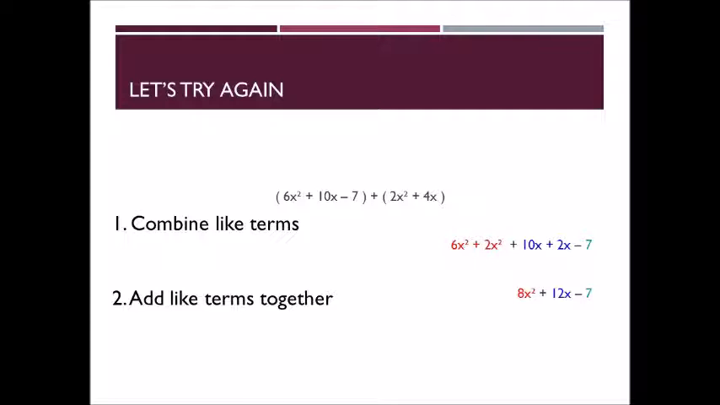We now move on to step 2, add like terms. This will give us 8x squared plus 12x minus 7. Following the simple two-step process guarantees success every time.